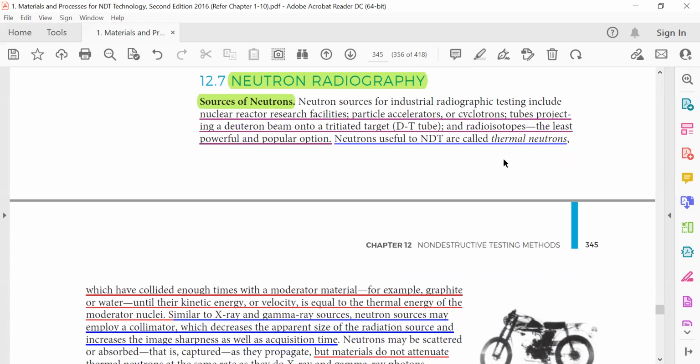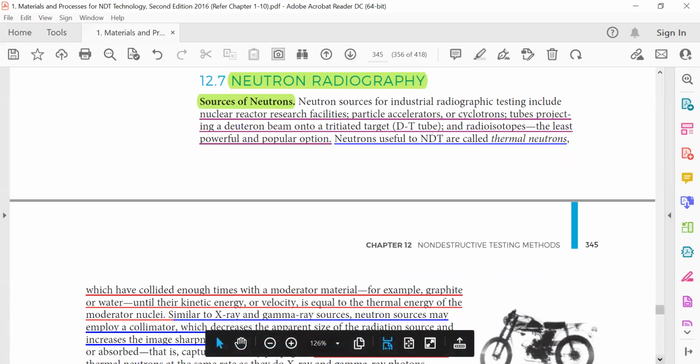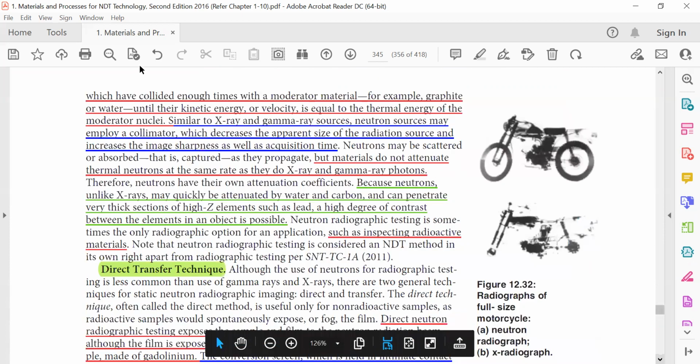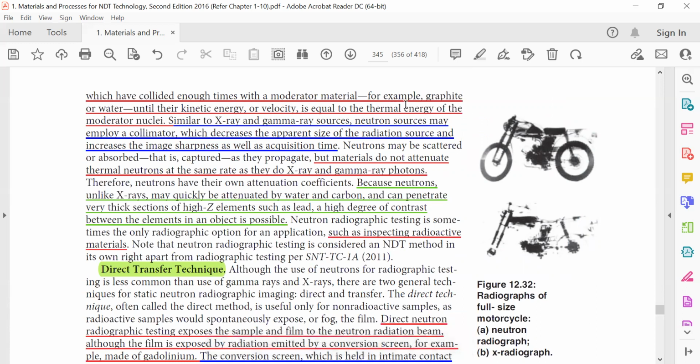Neutrons useful in imaging are called thermal neutrons, which have collided enough times with a moderator material such as graphite or water until their kinetic energy or velocity is equal to the thermal energy of the moderator nuclei. Similar to X-ray and gamma ray sources, neutron sources may employ a collimator, which decreases the apparent size of the radiation source and increases the image sharpness as well as acquisition time.